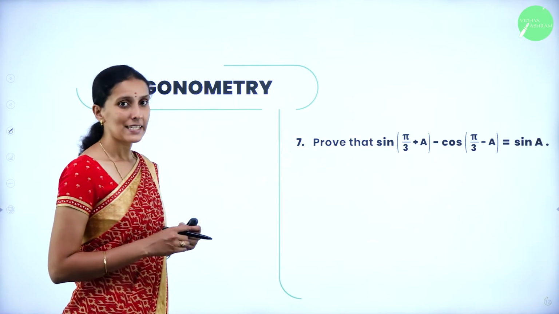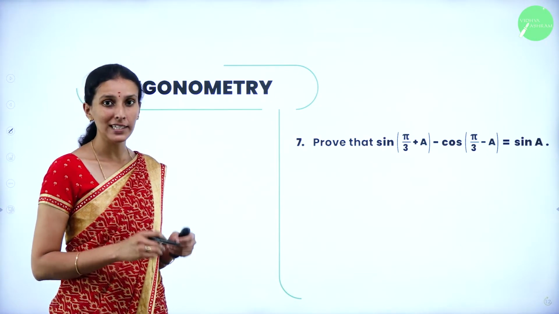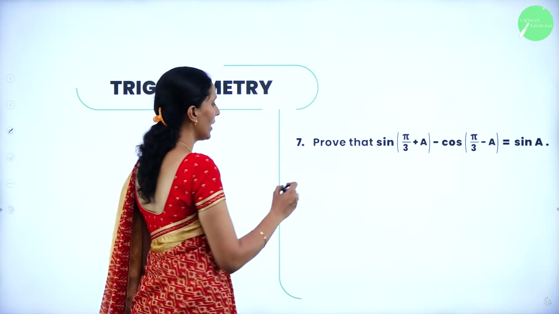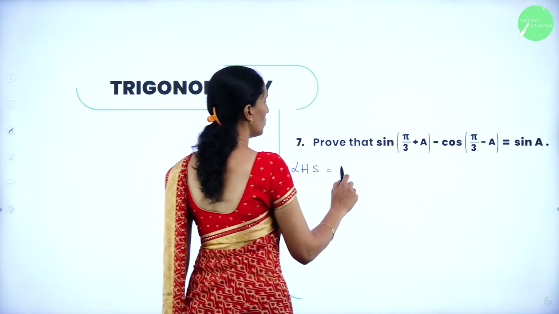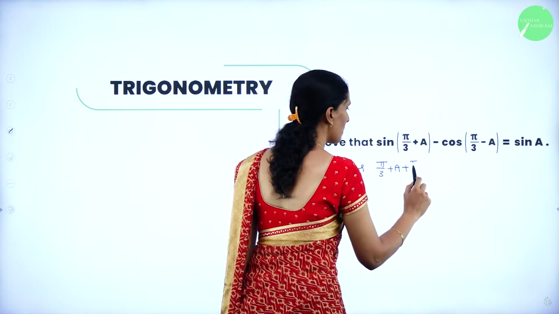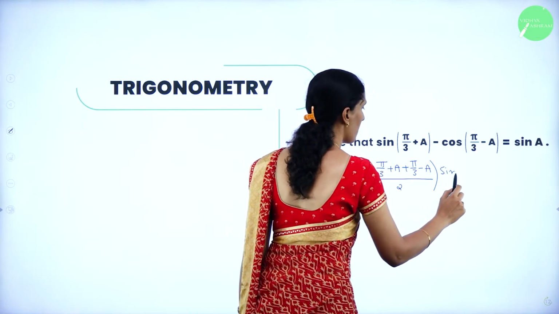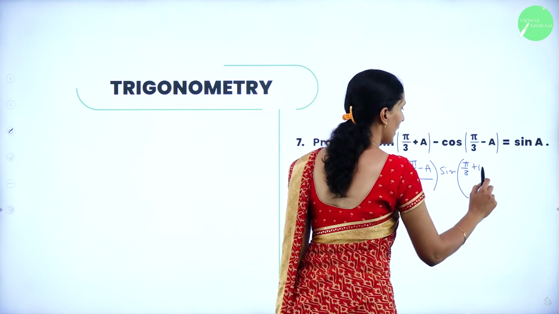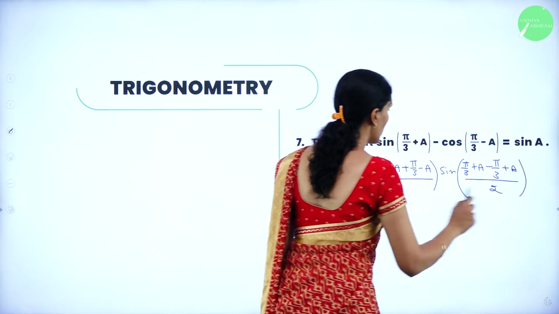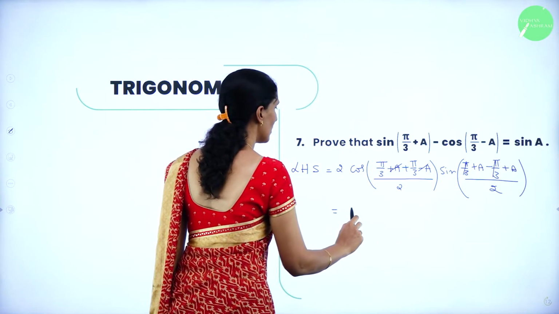Next you have to prove that sin of pi by 3 plus a minus cos of pi by 3 minus a is equal to sin a. Again apply the formula of sin c minus cos d. So LHS can be written as 2 cos of pi by 3 plus a plus pi by 3 minus a whole divided by 2, and sin of pi by 3 plus a minus pi by 3, minus of minus a becomes plus a, divided by 2. So here plus a minus a cancel, pi by 3 minus pi by 3 get cancelled.